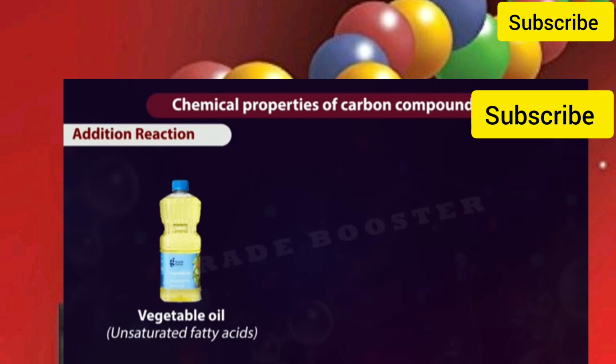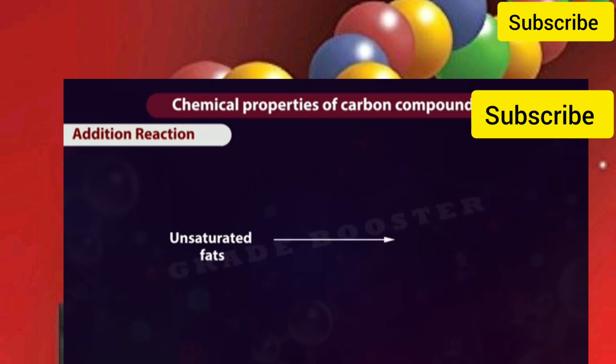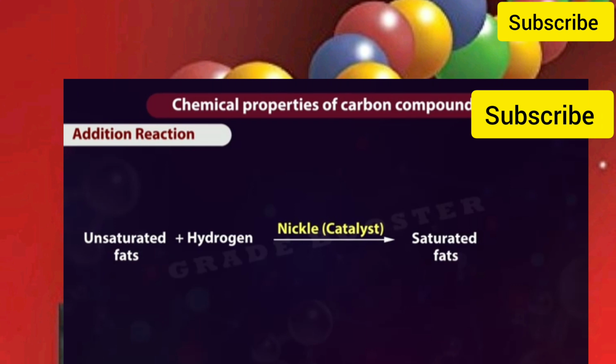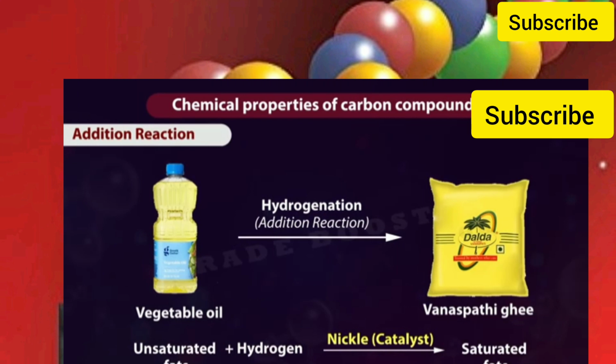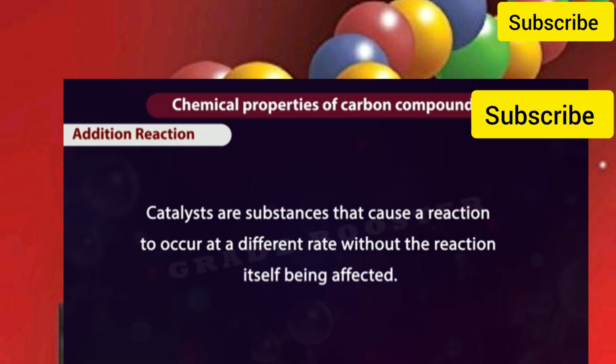Addition reaction. Vegetable oils have long unsaturated carbon chains. Animal fats have chains of saturated fatty acid. Unsaturated fats can be converted into saturated fats with the help of addition reaction. When hydrogen is added to the unsaturated fats in presence of a catalyst like nickel, the unsaturated fats turn into saturated fats. Vanaspati ghee is manufactured by using this addition reaction. This process is called hydrogenation of vegetable oils. Catalysts are the substances that cause a reaction to occur at a different rate without the reaction itself being affected.